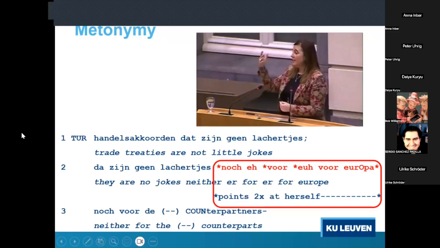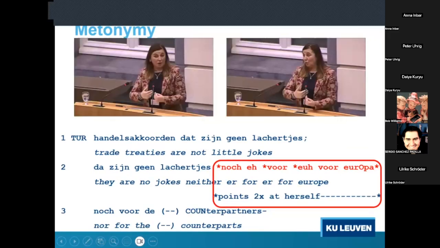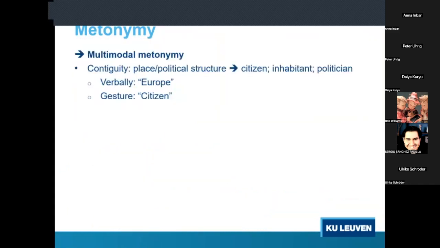Thank you. I hope you could see the self-pointing. Okay. So what's going on? She is talking about Europe, and at that point she's pointing at herself. So verbally, she is talking about the topic, about the target of this debate, which is Europe as one of the partners of these trade treaties. But at the same time, she points at herself as one of the citizens, and one of the European citizens.